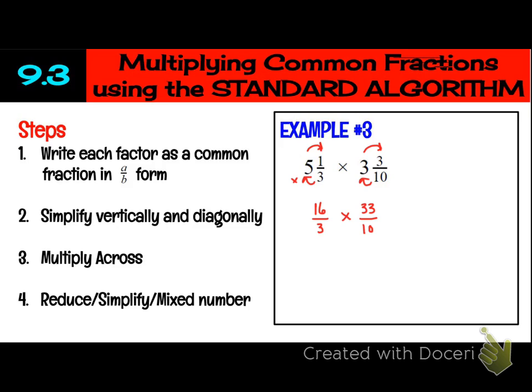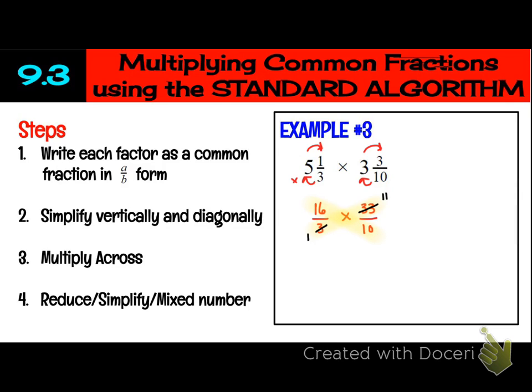I'm going to start by looking at my diagonals. I have 3 and 33. Are there any numbers that go into both 3 and 33? And you should have found that 3 goes into both of them. 3 goes into 3 one time. 3 goes into 33 11 times. I have 1 and 11. Nothing goes into that.